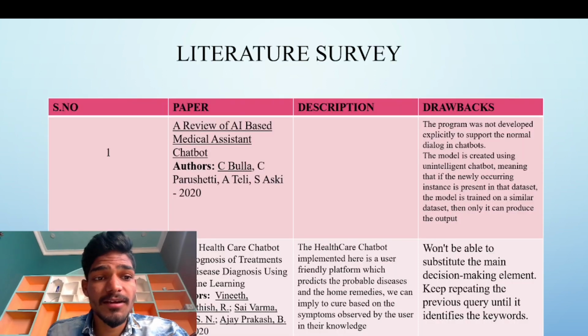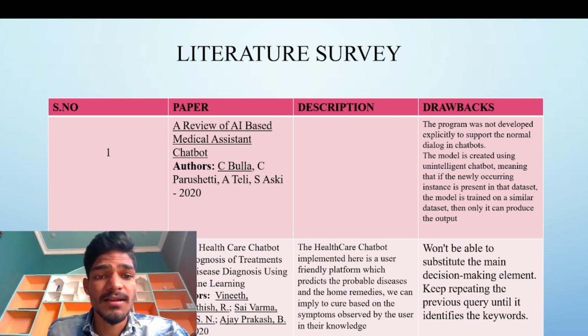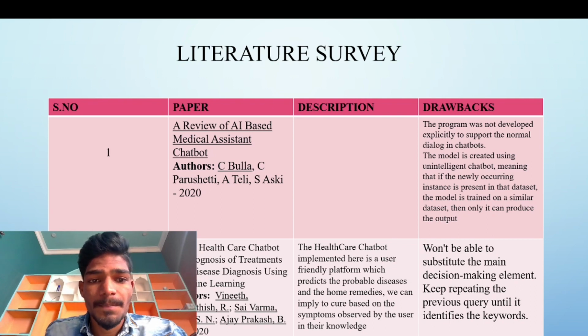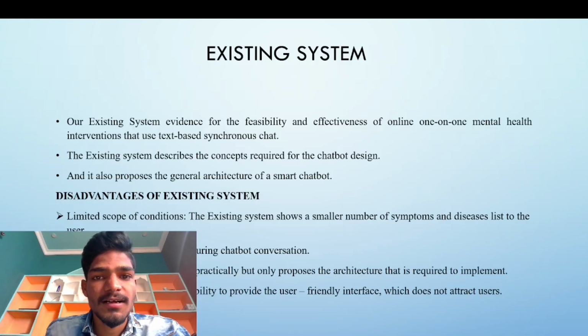Here is the literature survey about our project. We have gone through 5 literature surveys and each has some drawbacks. In the first survey, the drawback is the program was not developed explicitly to support normal dialogue in chatbots, and some other things. And these are our 5 literature surveys.